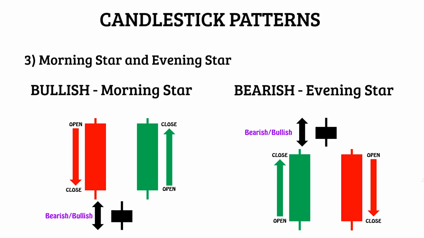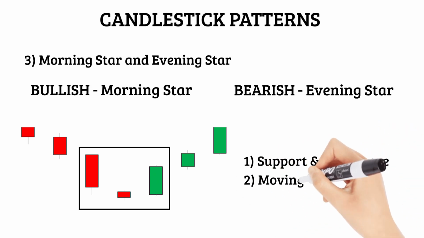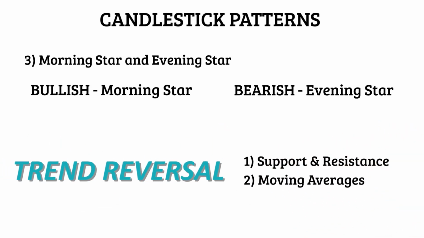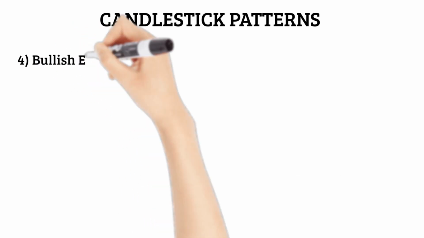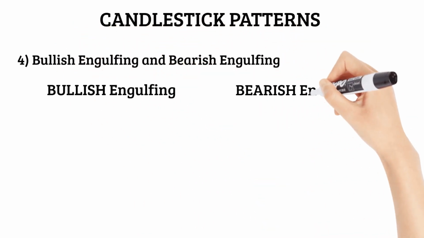So the combination of these 3 candles happening at support and resistance level or near any moving average gives high probability of trend reversal. The next pattern is the engulfing candlestick pattern. There are bullish and bearish engulfing candlestick patterns.